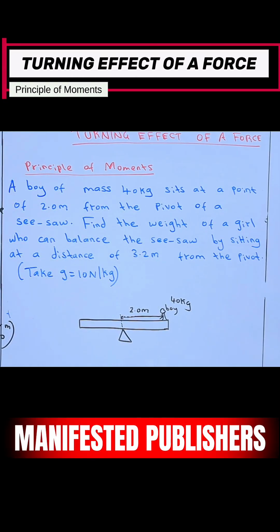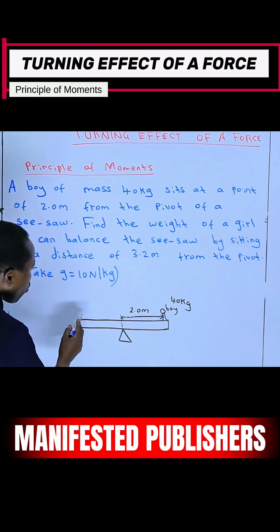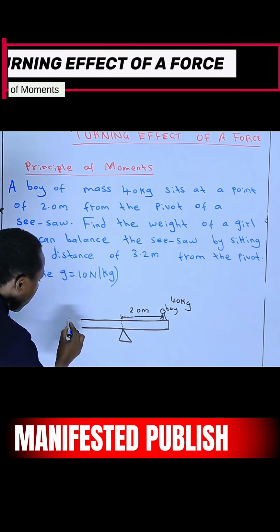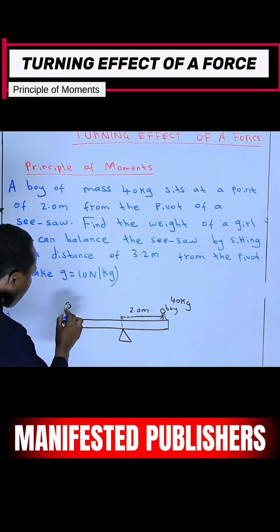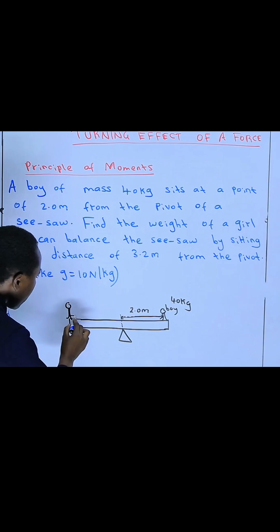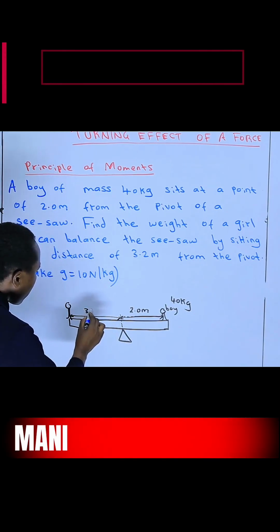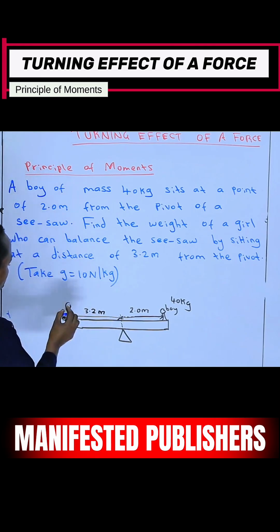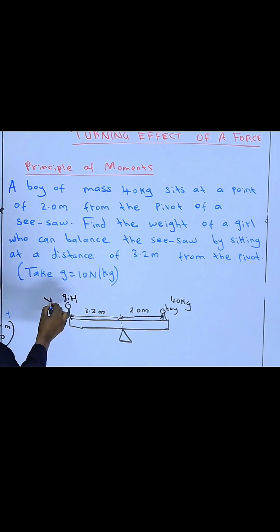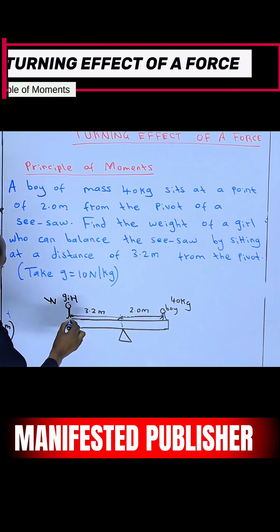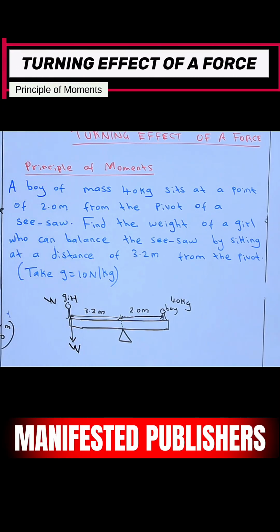So find the weight of a girl who can balance by sitting at a distance of 3.2 from the pivot. We can elongate this. So at a distance of 3.2, let's say our 3.2 is up to here. So this distance from where the girl is to the pivot is 3.2 meters. So this is the girl. We want to get the weight of this girl. And of course the weight will act in a downward direction. So we want to get this weight.